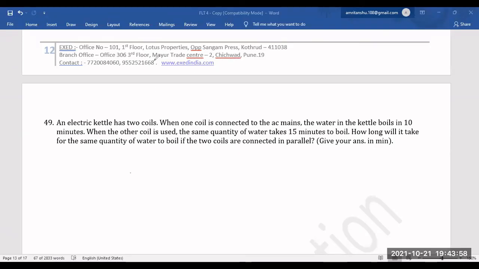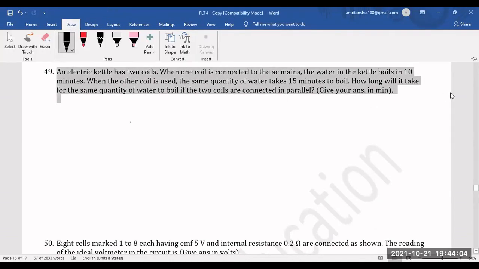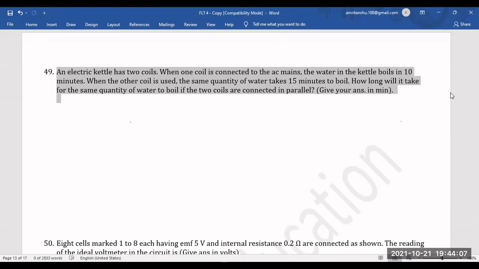So question number 49, let us solve this. So it says an electric kettle has 2 coils. Maybe it's some 2 coils like this. Maybe you may have 2 coils like this for an electric kettle.